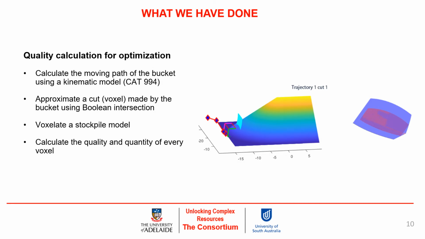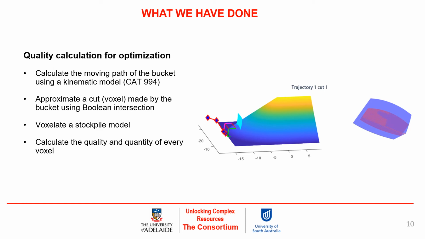To calculate the quality of reclaimed material, I created a kinematics model of a front wheel loader. The moving path of the bucket in 3D can be approximated by the kinematic model. Adjusting the control parameters of the kinematic model will generate different paths. The intersection between the stockpile model and the moving path will generate a cut, which is named a voxel in this project. A voxel may contain materials from many layers.